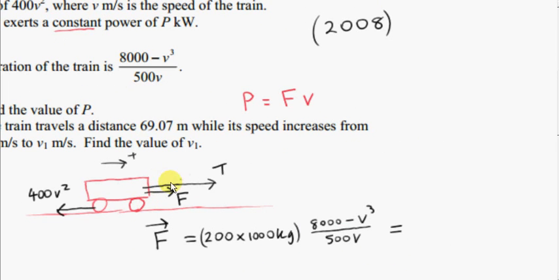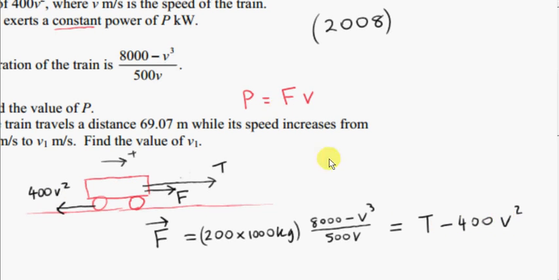So let's sum the force vectors acting on the train. Well, the vertical vectors cancel out because the train is on level ground. So we add the horizontal vectors. So T is pointing to the right, it's positive. This vector is pointing to the left, so it's negative.